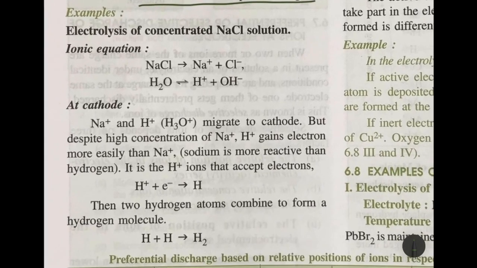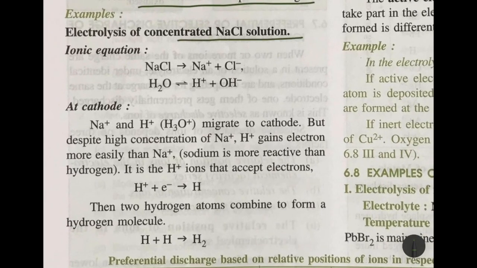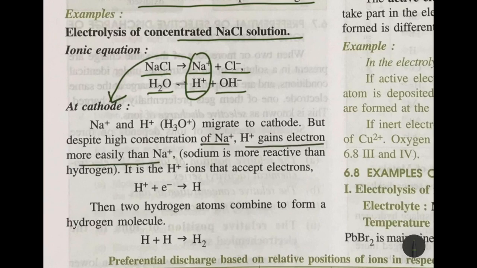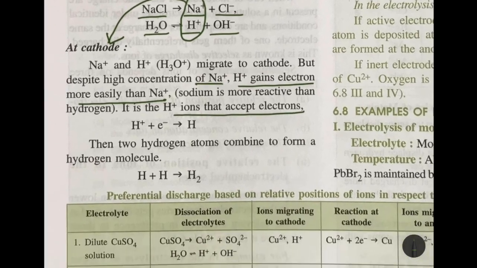So if we take the example of electrolysis of concentrated sodium chloride solution, sodium chloride will break up into sodium and chloride ions. Water will break up into hydrogen and hydroxyl ions. So the positive sodium and hydrogen will migrate towards the cathode. But even though there is a high concentration of sodium, hydrogen gains electrons more easily than sodium, because you know that sodium is more reactive than hydrogen. So it is hydrogen that accepts electrons more easily than sodium.